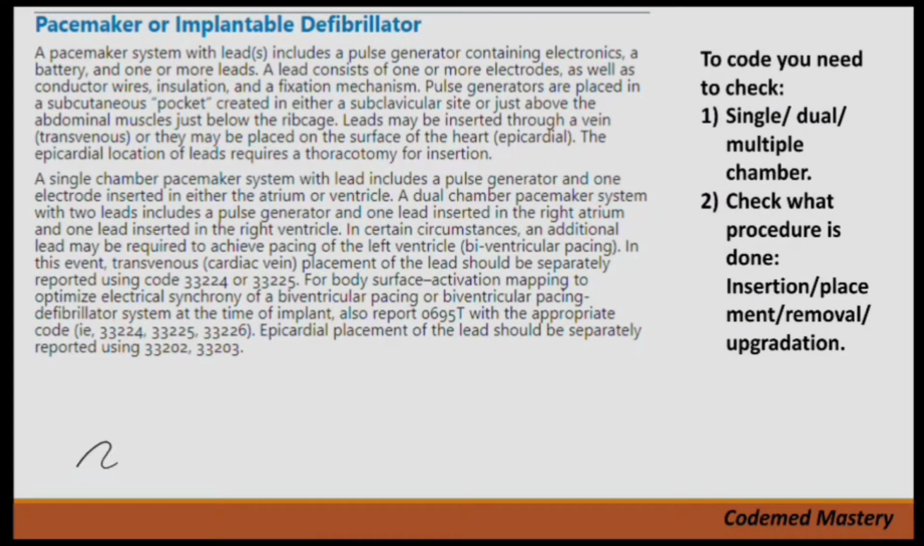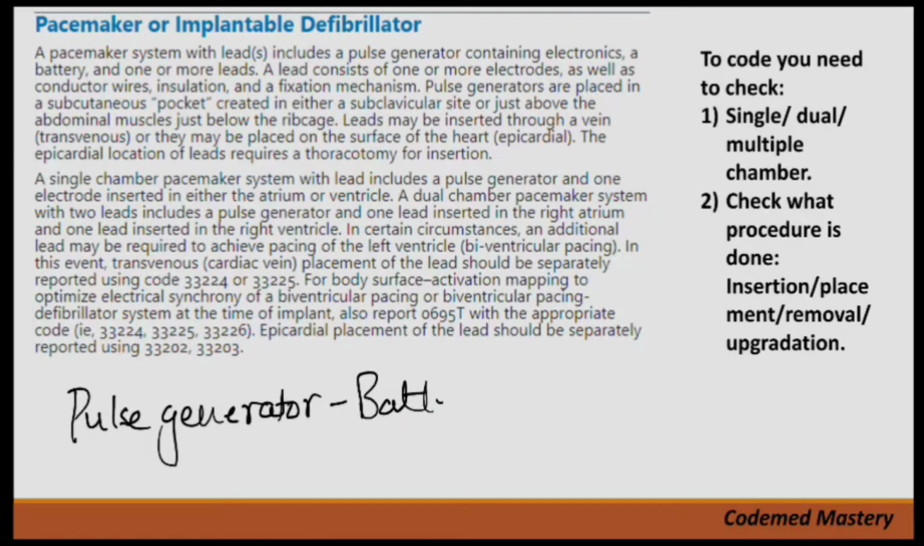Always remember that pulse generator means it is battery, and lead means it is electrode. Don't get confused with this, write this down. Pulse generator means battery, lead means electrode.